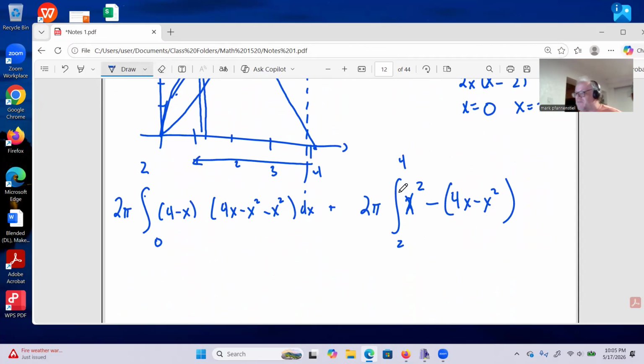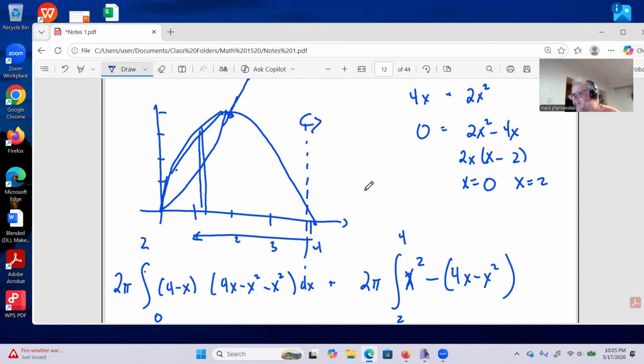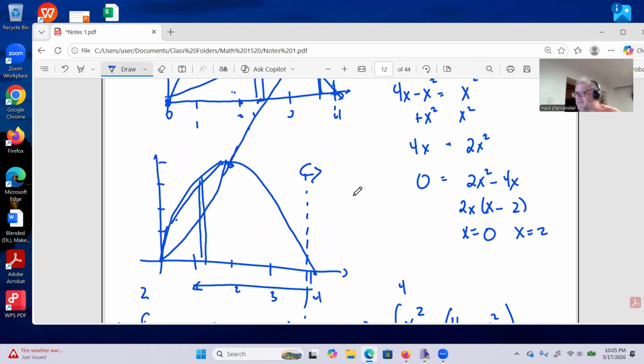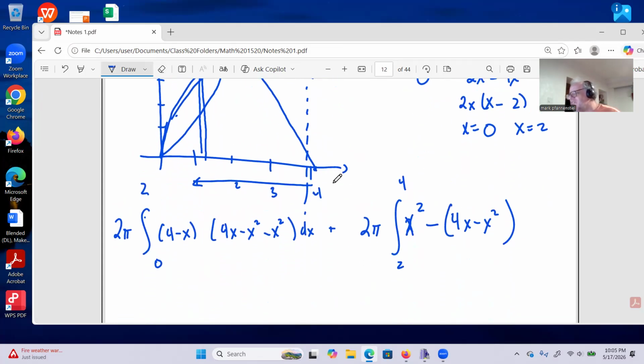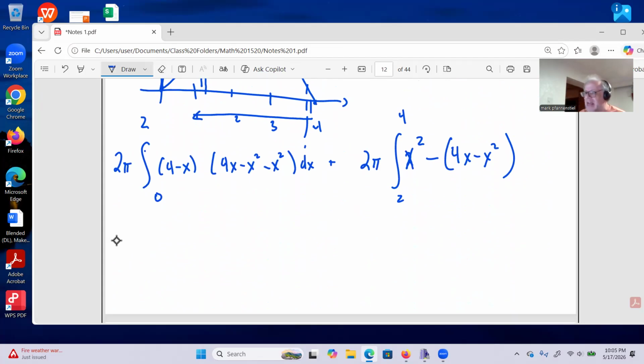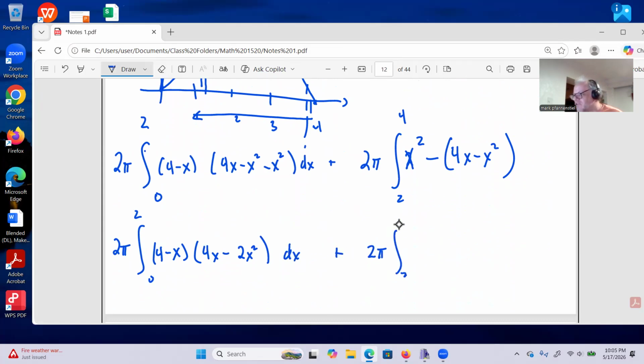Okay, so we have to break this integral out into two different pieces. We have the top minus the bottom, and we need to figure out what's going to happen with all of those. So there's a little bit of algebra to deal with here, but at least the calculus isn't going to be too bad. We have our 4 minus x, parentheses, 4x minus minus 1, so minus 2x squared, dx, plus an integral from 2 to 4 of x squared minus 4x minus a negative, so plus x squared.